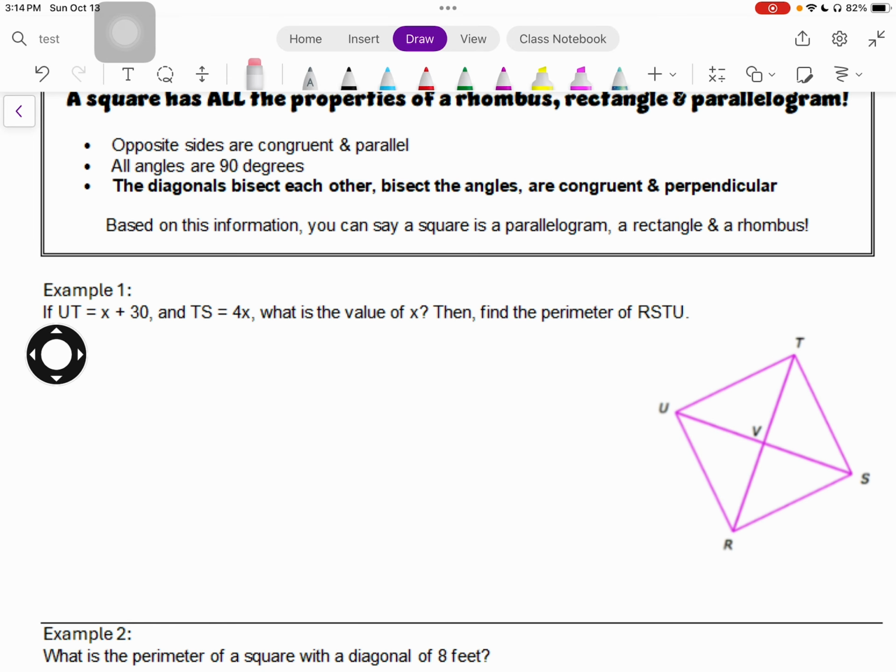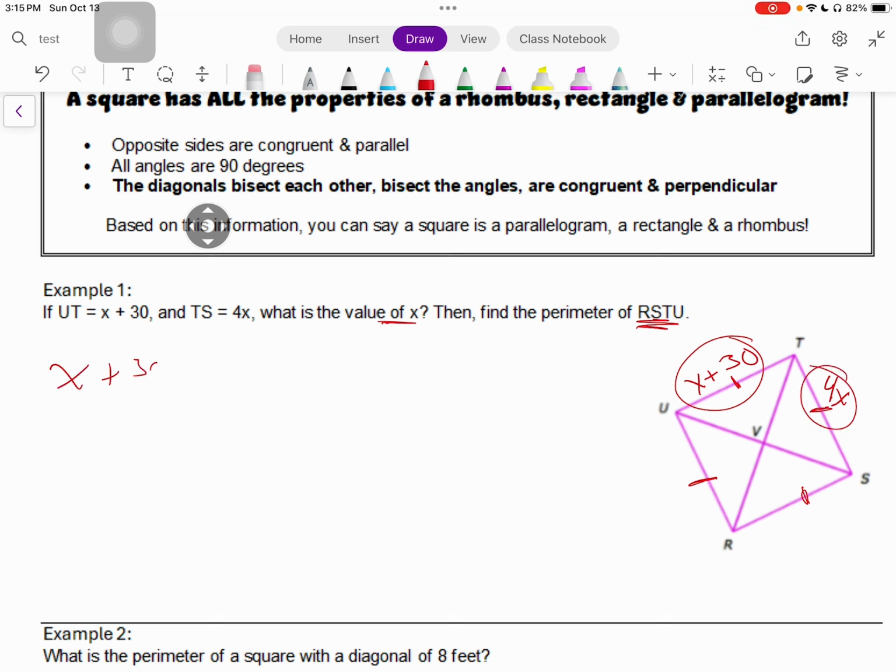So first thing, UT is x plus 30. So I want to plug in here, x plus 30. TS is 4x. Put the TS in. What is the value of x? Then find the perimeter of RSTU. So if this is a square, probably should have written that this is a square, then we know that all 4 of these sides are congruent. So if these 2 things are congruent, we want to set them equal to each other, right? We can solve from here.